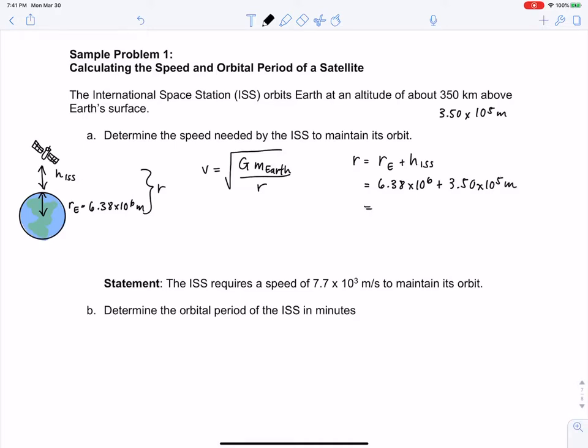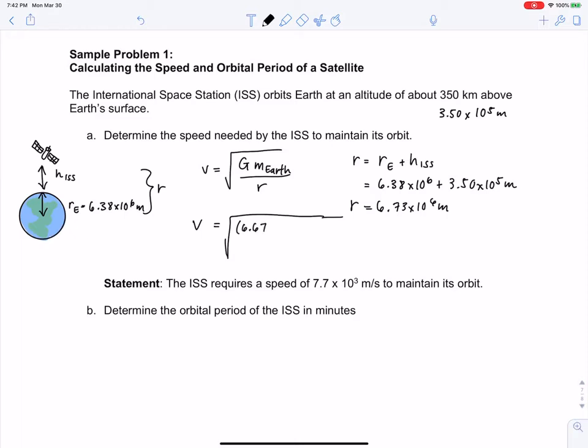If we punch them into our calculator, this radius is 6.73 times 10 to the power of 6 meters. So let's use this to find the orbital speed needed by the International Space Station to maintain its orbit.